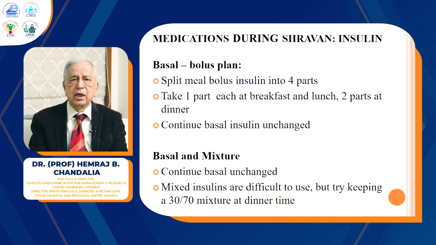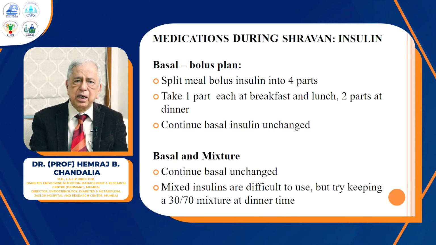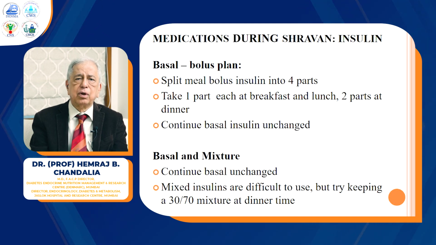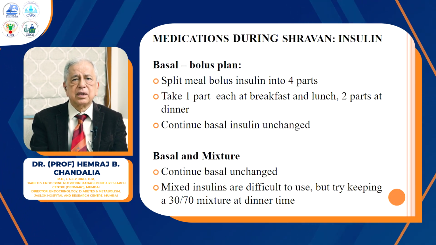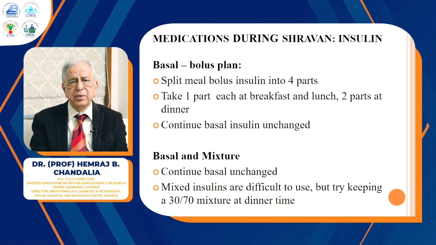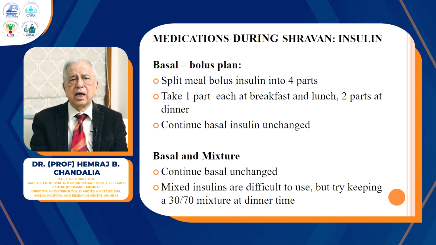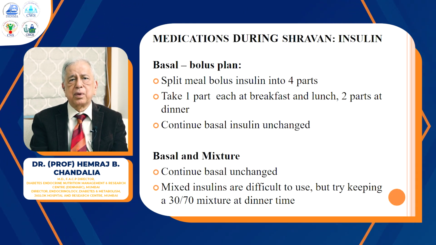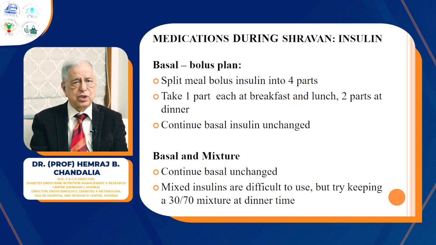And for medication like insulin, of course, the bolus plan, you can split the doses of bolus again, if it is normally 3 parts, split into 4 parts. So you take 1 part at breakfast, 1 at lunch, but 2 parts at dinner time. And the basal insulin or mixtures can usually continue unaltered. Sometimes mixed insulins like the 30-70 are difficult to manage in this situation, and I think probably a basal bolus plan always offers you flexibility or quick conversion into any situation.